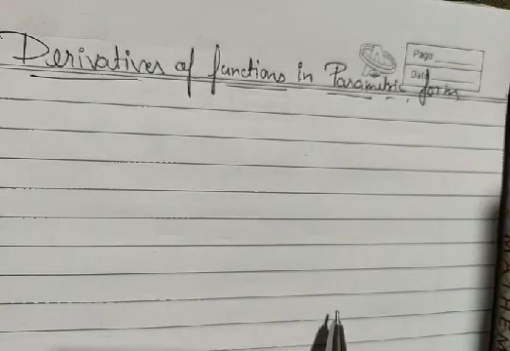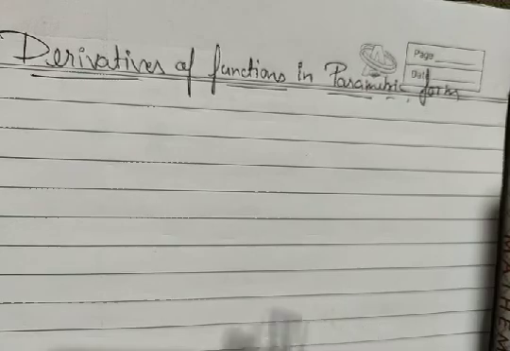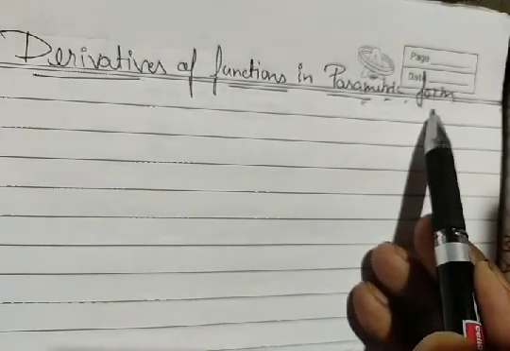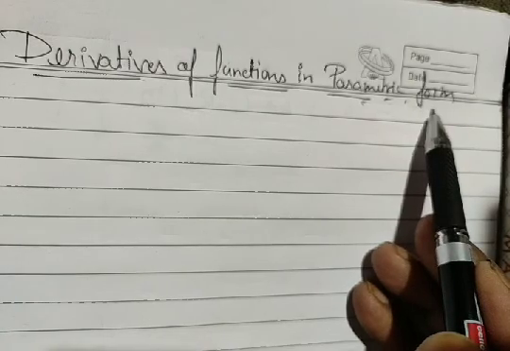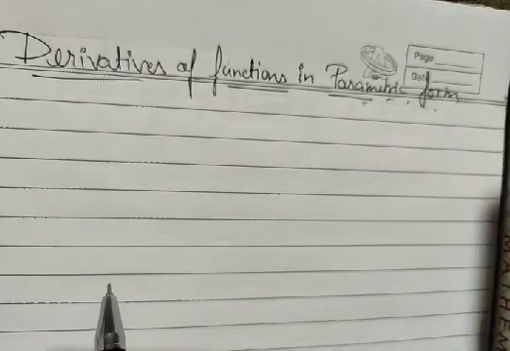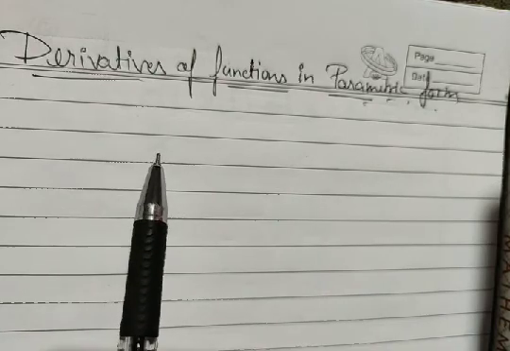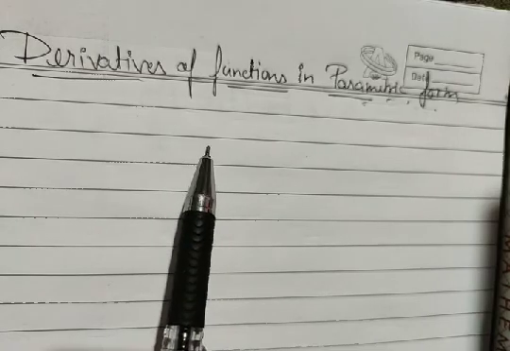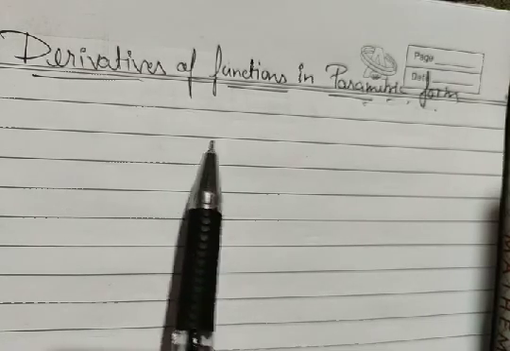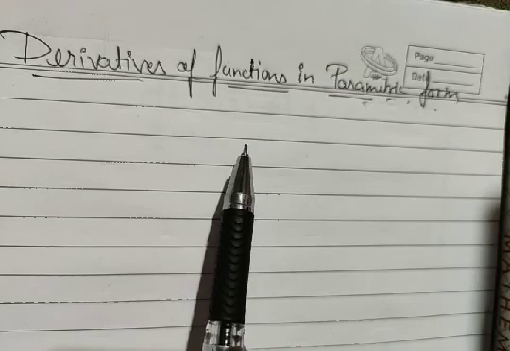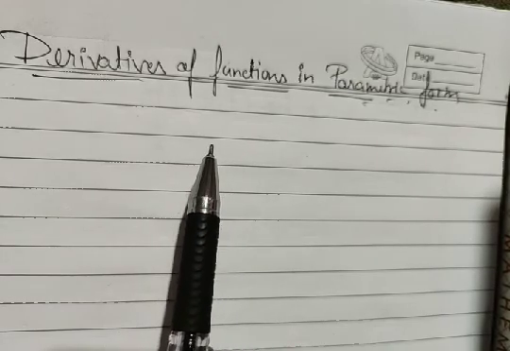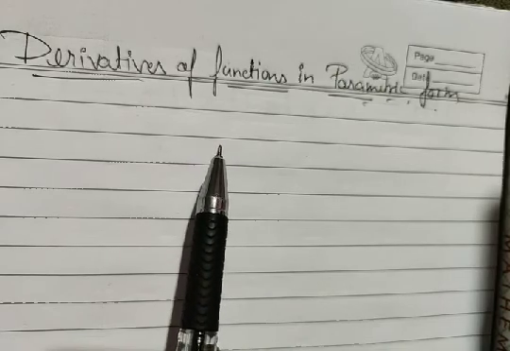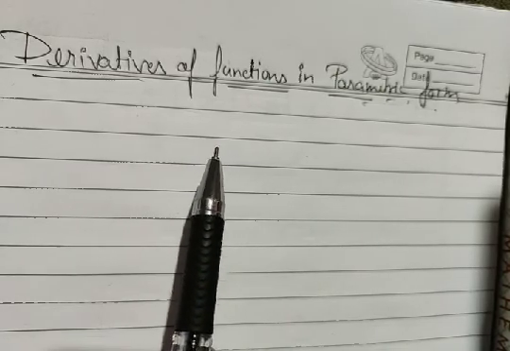Hi everyone. Today again we are here with derivatives of functions in parametric form. What is parametric form? In some cases, both the variables x and y concerning the equation of a curve are expressed in terms of a third variable, which is also called an intermediate variable, t or theta. Then the two relations which express x and y in terms of t or theta are together called the parametric equations of the curve.